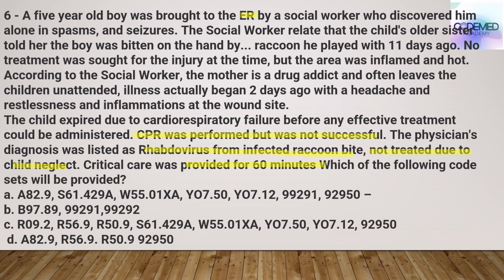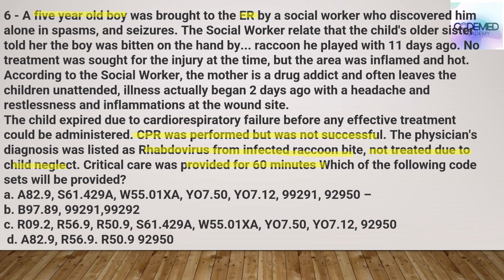Now here we have the ICD code as well as the CPT code. So we have to be extremely particular in choosing. Now here what happened is, sadly, the child passed away because of maybe the infection or the septicemia, but prior to that he was given 60 minutes of critical care, and that was given in the ER. And what is the age of the child? The age of the child is 5 years old.